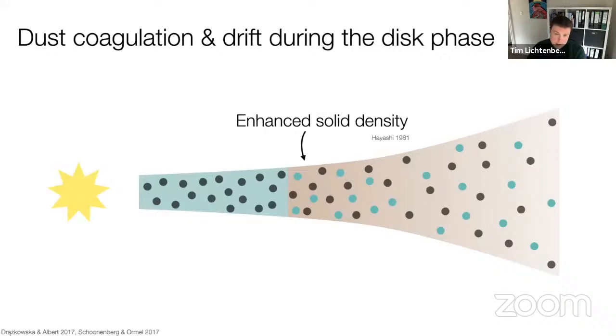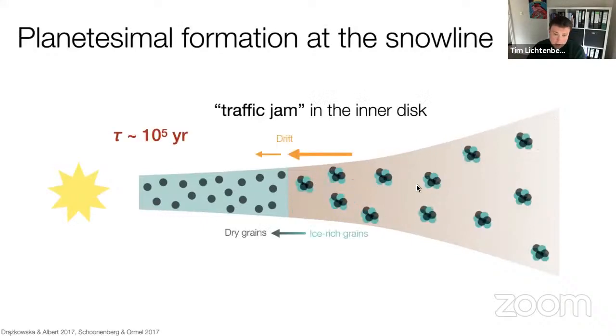Now, that means grains are typically thought, given laboratory experiments, to stick better, and that means they can grow faster to larger sizes beyond the snow line because of the two effects of enhanced sticking and enhanced solid density. That also means, though, that they drift faster. So grains generally accumulate and coagulate beyond the snow line and then drift very quickly.